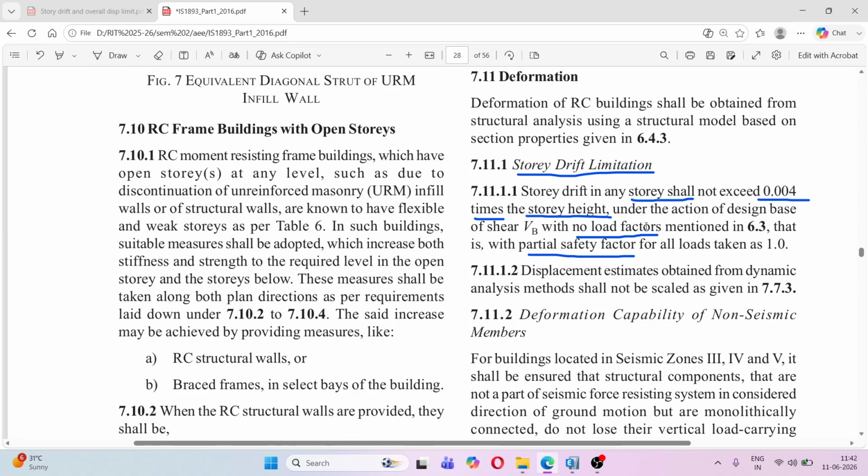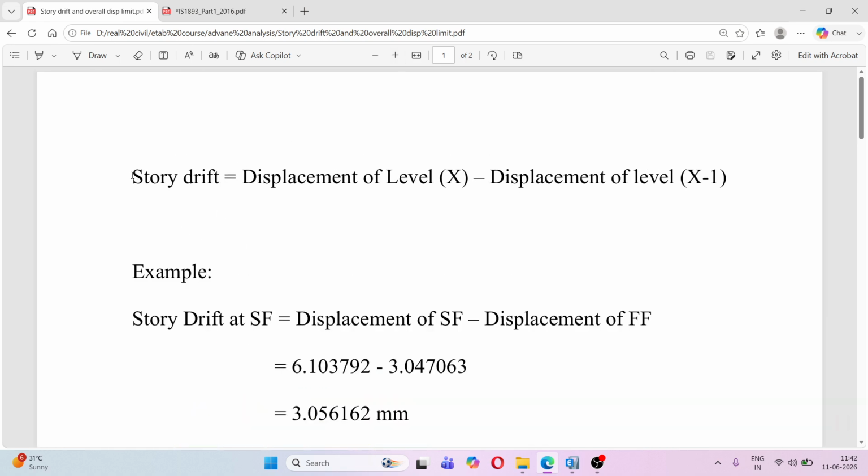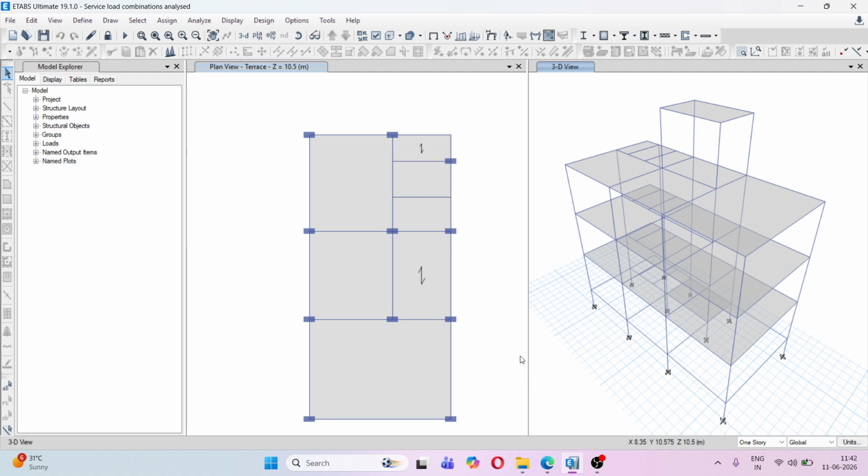So this is very important. Here I have simplified the Storey drift definition. So if you want to determine the Storey drift at x level, then you have to consider the displacement of level x minus displacement of level x minus 1, and this is how you will get the Storey drift. Okay, so let's see practically how to check in ETABS software.